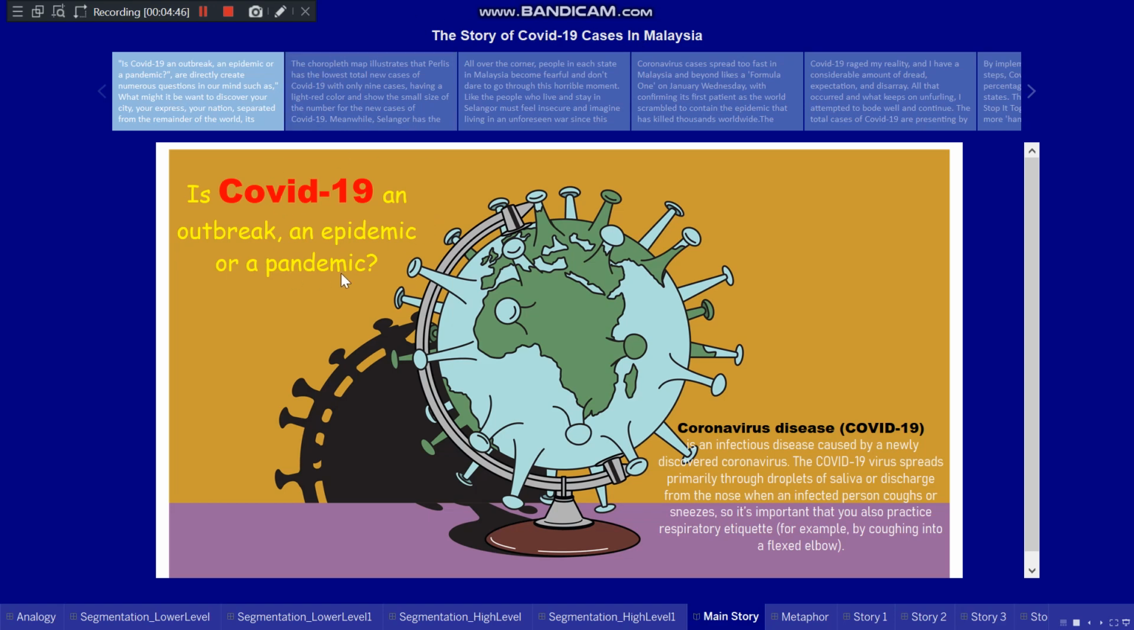For the first picture, it asks whether COVID-19 is an outbreak, an epidemic or a pandemic. As you can see from the picture, the coronavirus or COVID-19 conquered the world, especially the country of Malaysia.